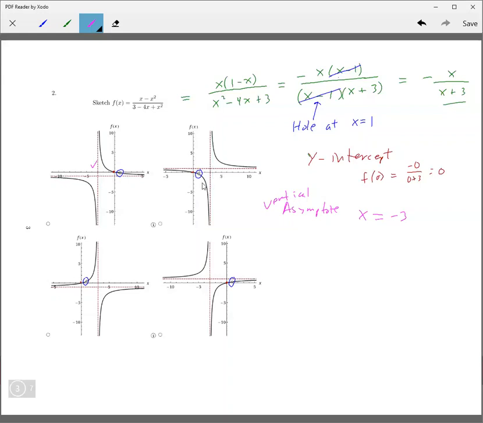This one's at +3, so wait a minute. I made a mistake. I made a terrible mistake. This should be minus. All right, my factoring skills are off. That should be minus. So actually that means the vertical asymptote is at +3, which means that this one's out, and this one's okay.